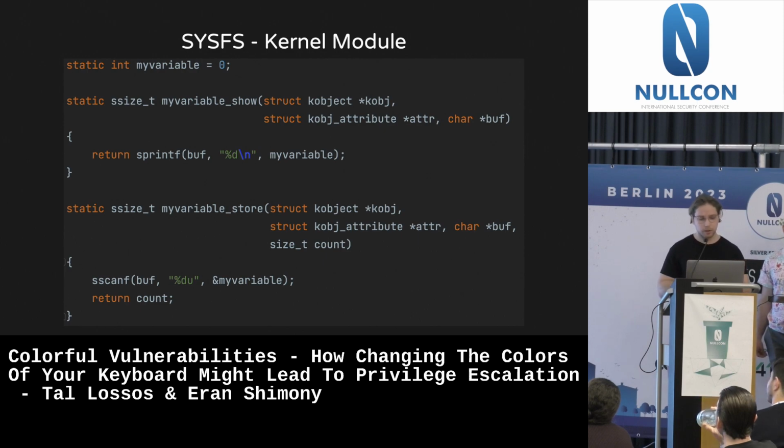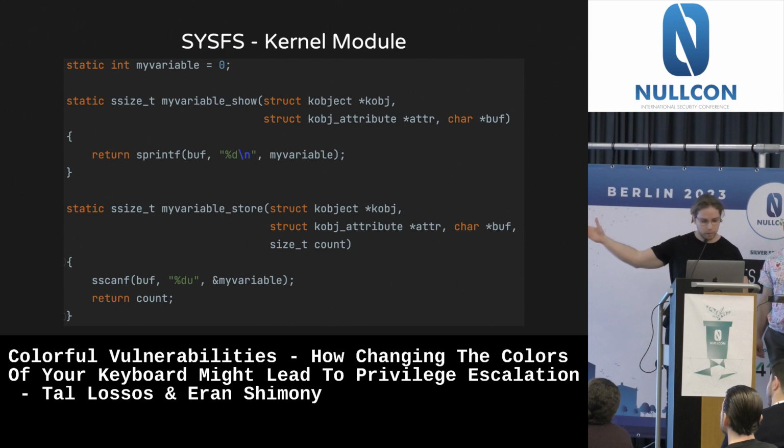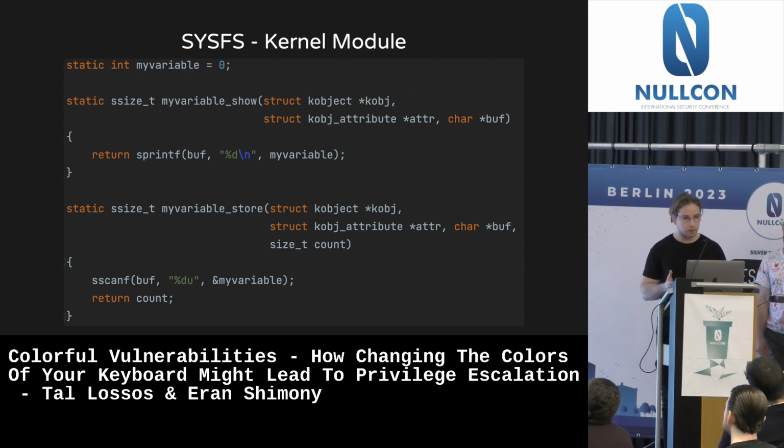Let's assume that I have a driver which has my variable, and I want the user to be able to work or to interact with it. So here I have my variable, and then I will have to implement two functions. One is the show function that will be called whenever I have a read syscall on the exposed file, and one is the store function to store a new value underneath my variable.